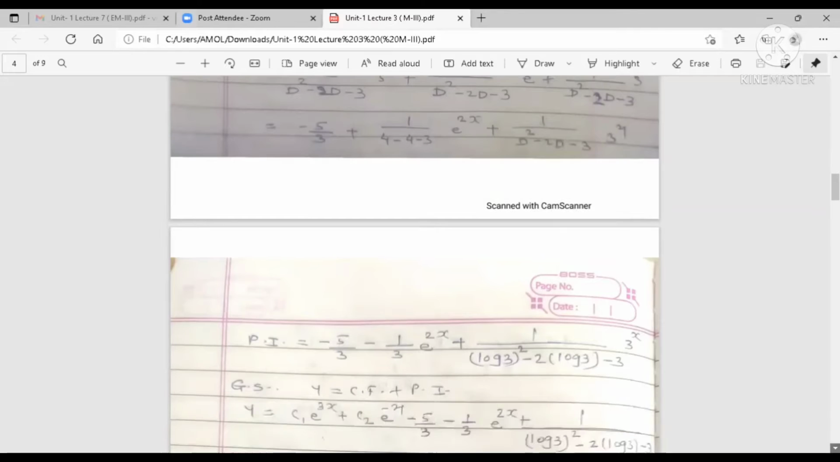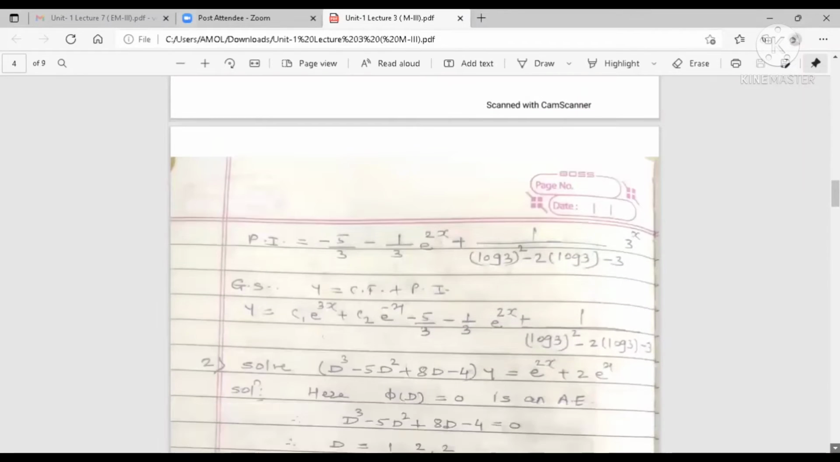Now simplification of the second term: 4 minus 4 is 0, minus 3 is the non-zero term. So 1 upon minus 3, so minus 1 by 3. This function e to the power 2x as it is, plus replace every d by log of 3: log of 3 whole square minus 2 into log of 3 minus 3, raised to x. So this is the PI for the given LDE.